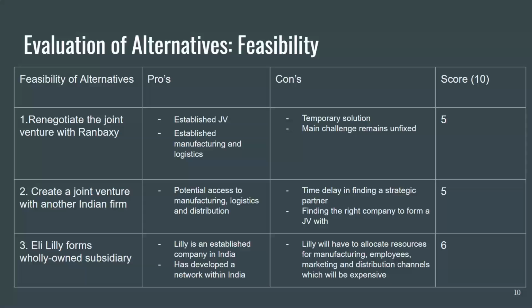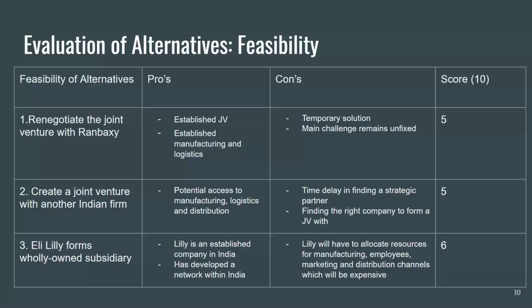However, this alternative only provides a temporary fix, as Ranbaxy's lack of commitment could jeopardize the future of the joint venture. However, creating a new joint venture could potentially provide Lilly access to manufacturing and logistical support that were previously offered by Ranbaxy. Although it is crucial to understand that there will be a time delay in finding a suitable partner, and the negotiations could cause uncertainty of Lilly's future in India.